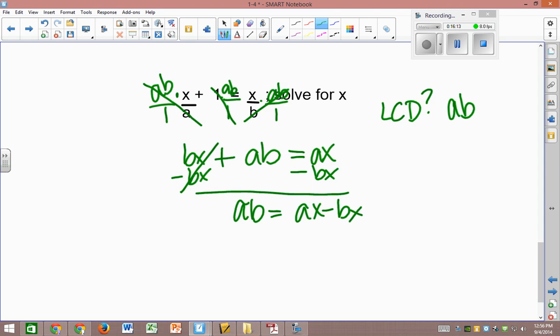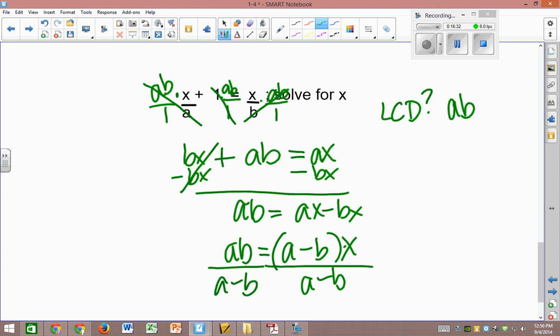Okay, x is on the same side of the fence, but it's not alone. It's been distributed, so I need to undistribute it. So take the x out, and then a minus b. Then undo the multiply by dividing. Wow, this used tons of steps. That's everything we learned all in one problem. So x equals ab over a minus b.